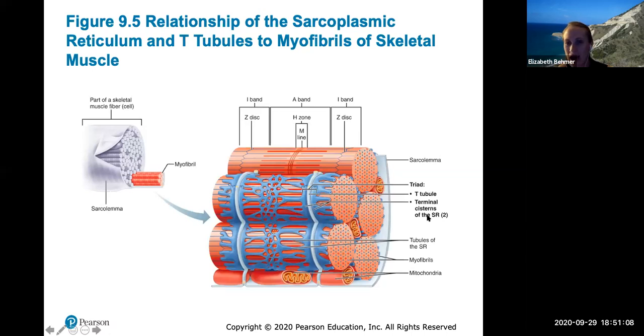So here's the triad made up of the T-tubule and the terminal cisterns of the sarcoplasmic reticulum. Here are the tubules. The sarcoplasmic reticulum is in dark blue and the T-tubule is in light blue. The electrical impulse travels down the T-tubule into the muscle fiber itself, and then it will change proteins on the sarcoplasmic reticulum in dark blue, and that will cause the sarcoplasmic reticulum to release calcium.